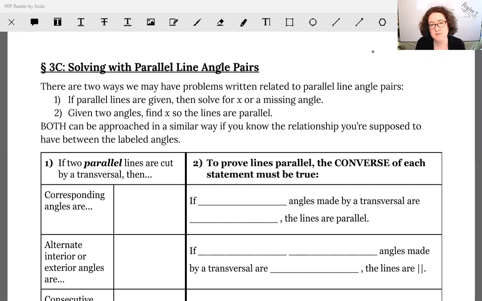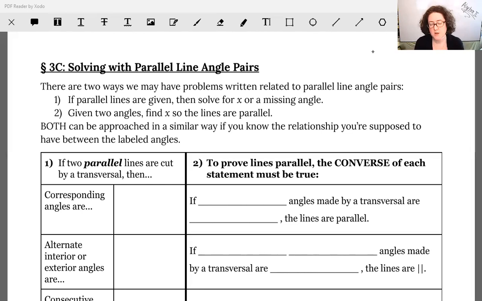So there are two ways that we could have these problems written out. Some problems may say if parallel lines are given, then solve for x or solve for a missing angle on the diagram. Or we could say we're given these two angles, what would we have to have as a value of x that would prove these lines parallel? So we're kind of reversing the possible ways that those questions could be asked. And if we think back to our very first unit when we were talking about logic, when we reverse the statements like that, we're actually looking at the converse. Sometimes you might see that reasoning listed as, apply the converse of this parallel line definition or theorem.